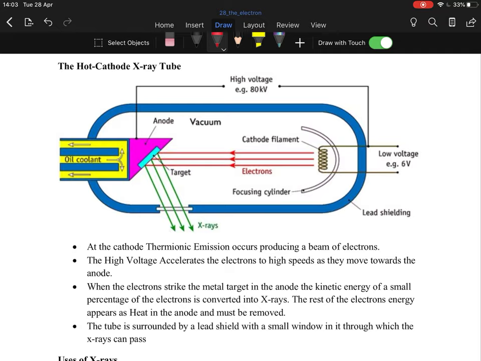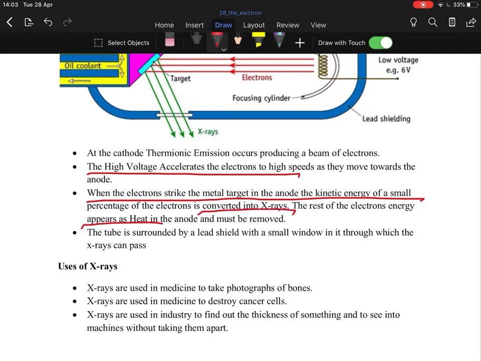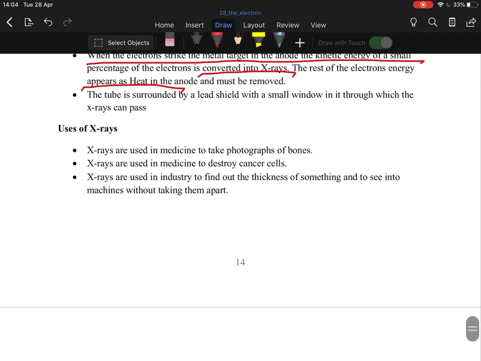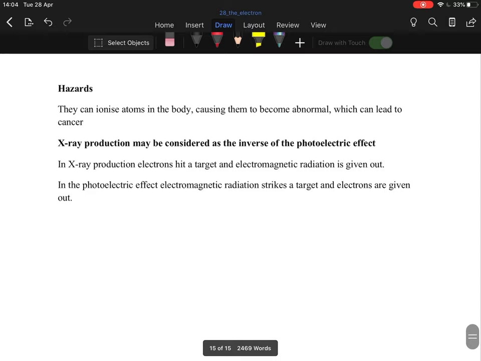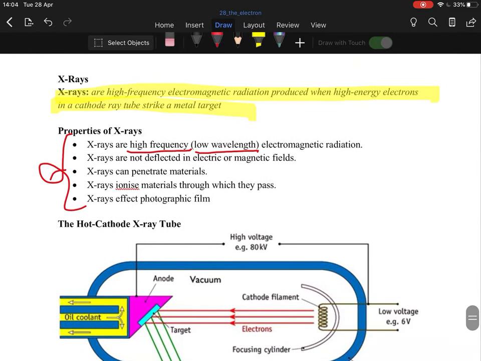If you remember, in the photoelectric effect we shine UV light on a metal plate and electrons jump off. In this, we shine electrons onto the anode and we get X-ray radiation. So, what happens? High voltage accelerates the electrons towards the anode. When they strike the metal target, a small part of the kinetic energy is converted into X-rays and the rest is heat. So only a small amount gets converted into X-rays. Uses of X-rays, there are plenty: photographing bones, checking the damage to buildings, etc. And hazards, fairly self-explanatory.